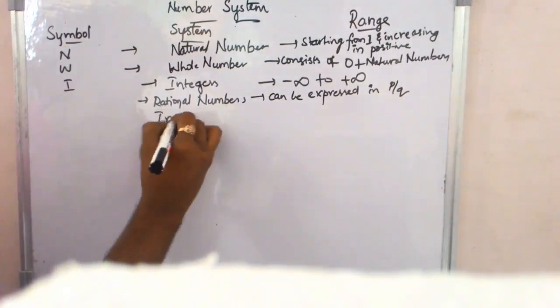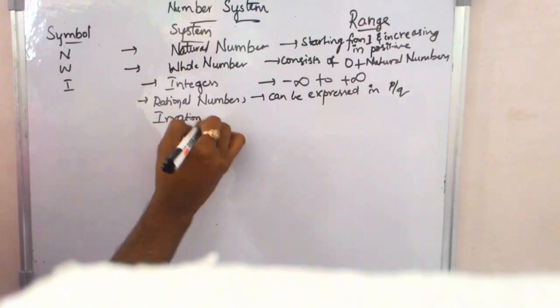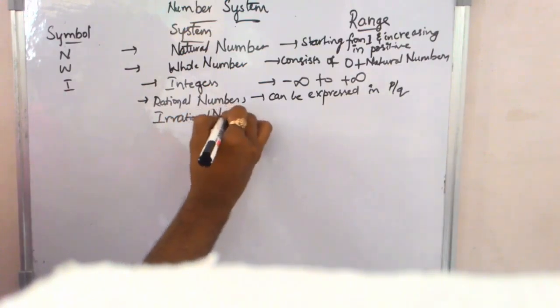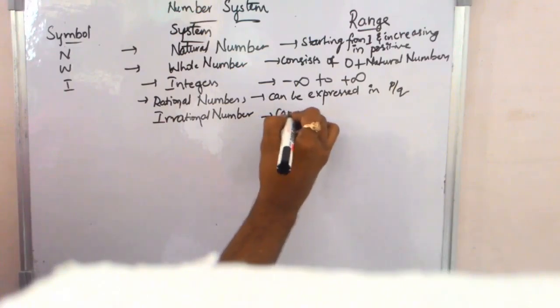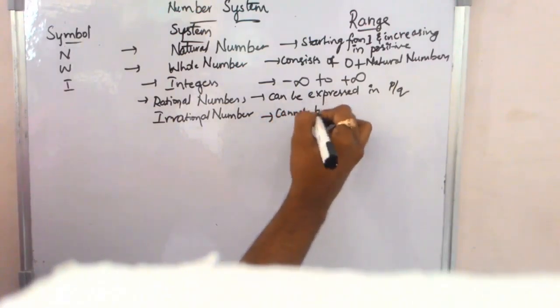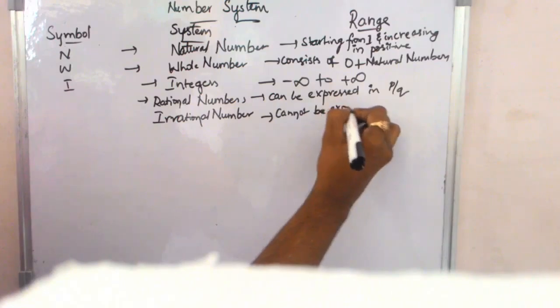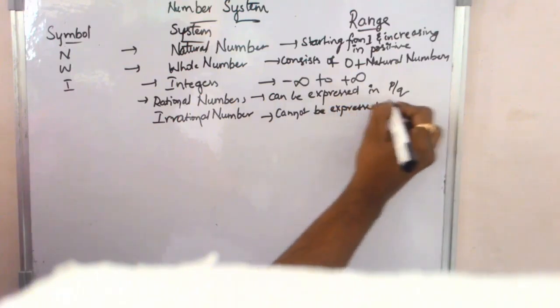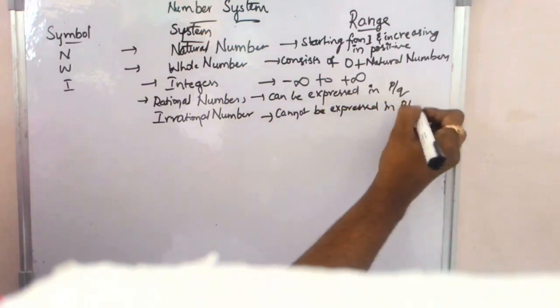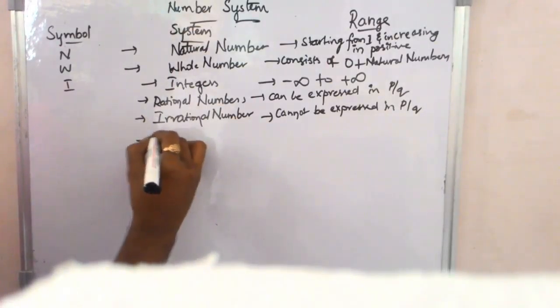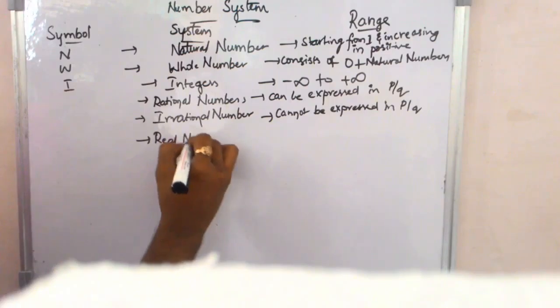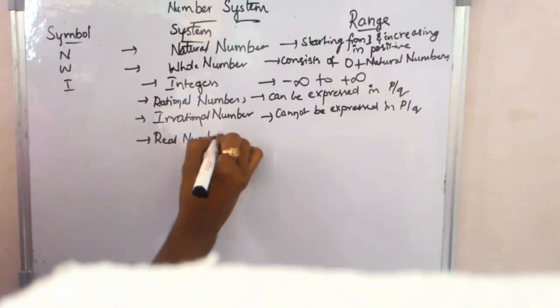Rational numbers can be expressed in the form of p by q, whereas irrational numbers cannot be done. Like square root of 4 over 2, you can see a rational number as 8 by 2, which is nothing but 4. It's a rational number. But square root of 2 is an irrational number. Square root of 3 is an irrational number. So square root of 7, you can't express that in the form of p by q.